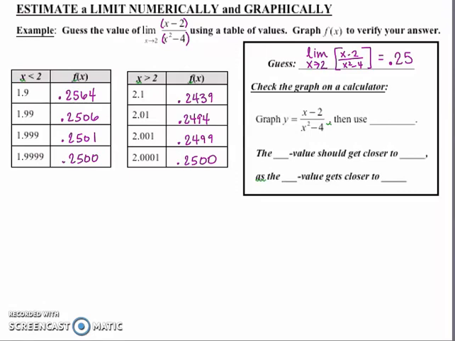This is Pre-Calculus, section 12.1, Day 1 Notes, part 2.